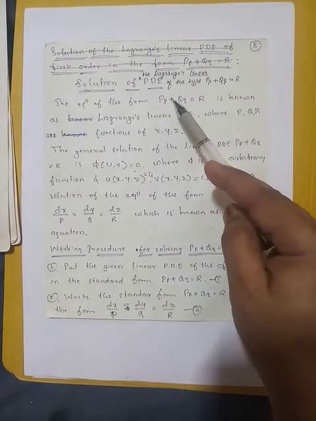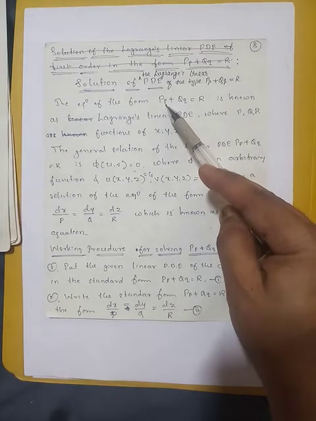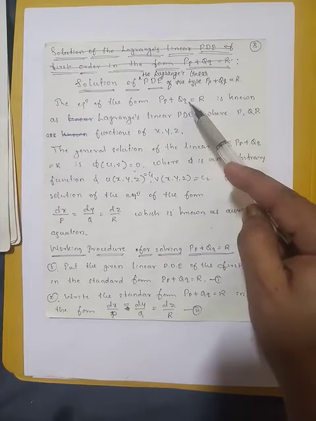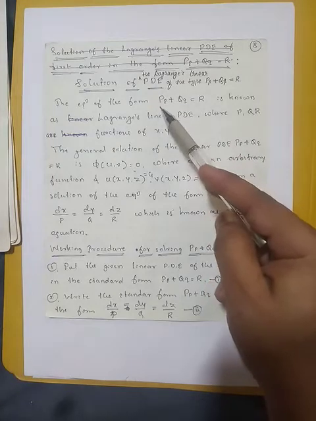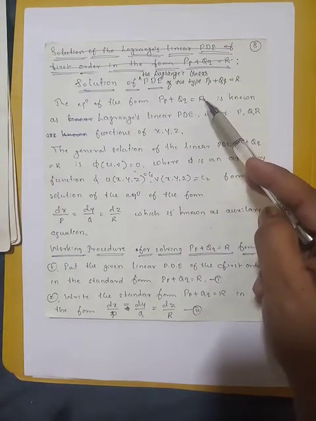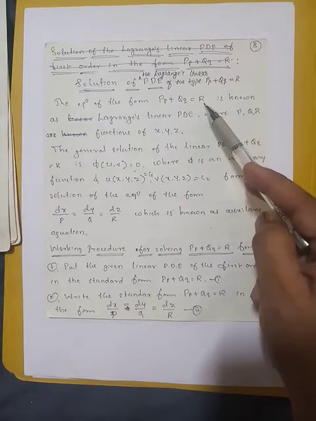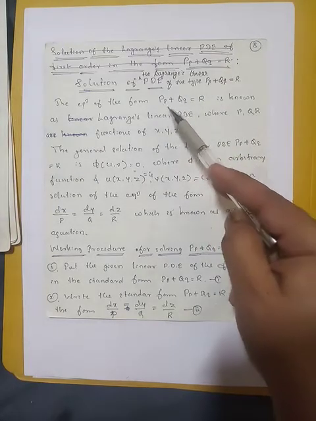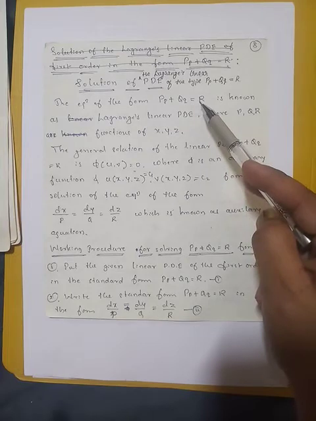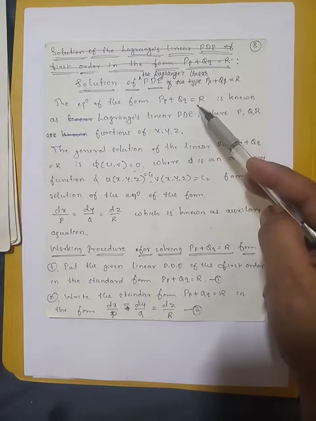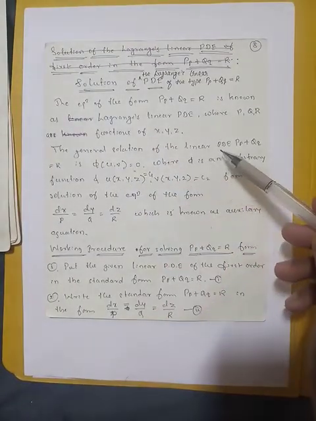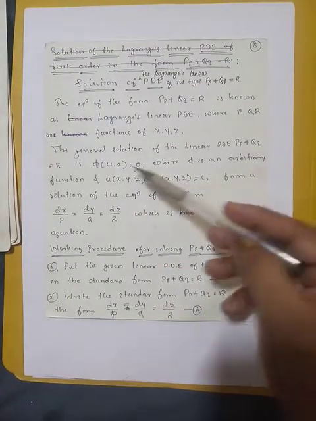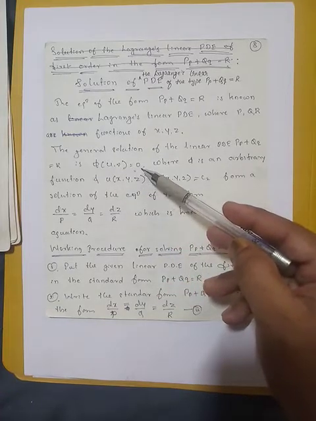Okay, and already you know the notations: small p is ∂z/∂x, and small q is ∂z/∂y. Now for this Lagrange's linear PDE, linear PDE means the degree of this equation is 1. Now the general solution of this linear PDE is given by φ(u, v) = 0.